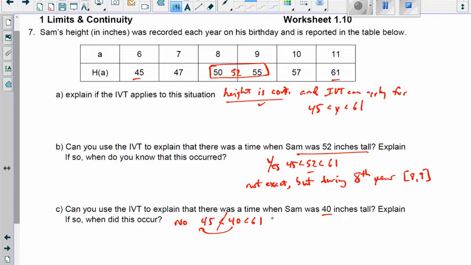Okay. Now, the kid probably wasn't born more than 40 inches. That would be huge. So it probably did sometime, but we can't use the IVT, the intermediate value theorem, to guarantee that we can have that. Okay. We'll use regular science and what we know about kids being born to explain that. All right, next.